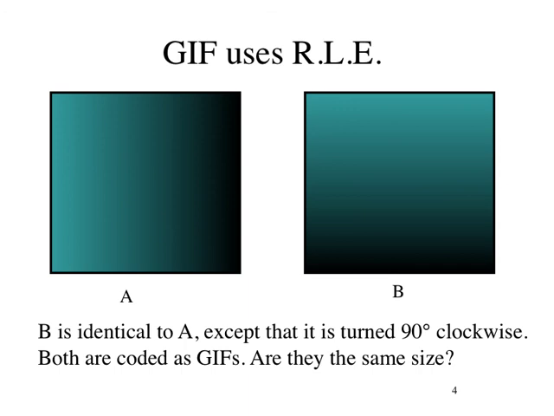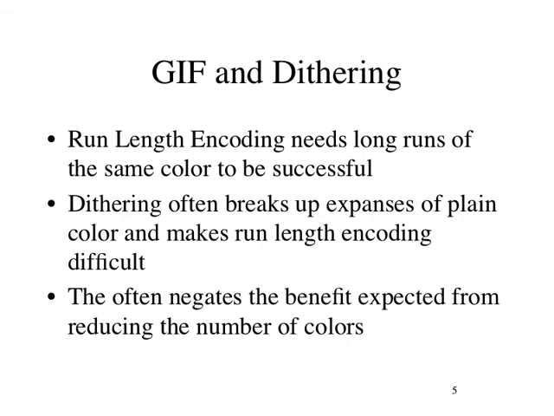If you don't believe me, you could actually try this in Photoshop, just to see how the exact same image, depending on the orientation, would give you different outcomes. Like I said, in reality, GIF is slightly more complex than I'm portraying it, but that explanation is sufficient for our needs. Now, run length encoding needs long runs of the same color to be successful.